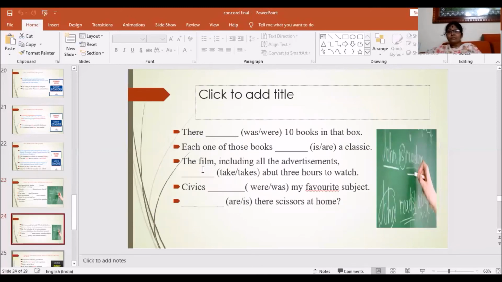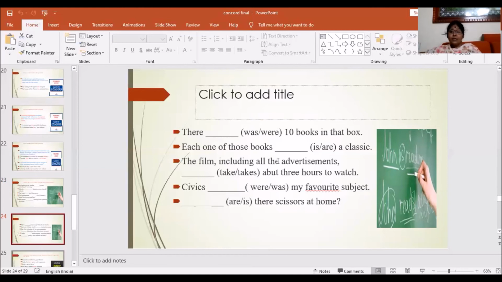Now let us look at some more sentences. There dash 10 books in that box. Books is plural, right? So what will you write? There were 10 books in that box. Next one. Each one of those books dash a classic. If your noun is preceded by each, then we learned that our verb should be singular. So we will use: each one of those books is a classic, right?